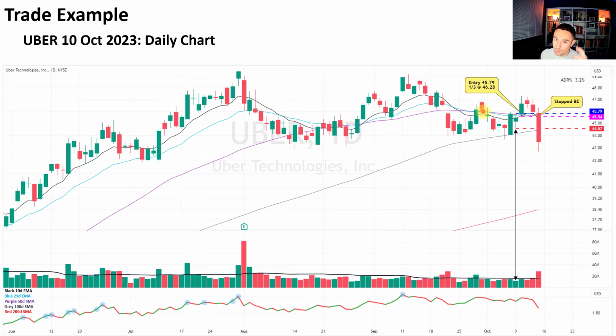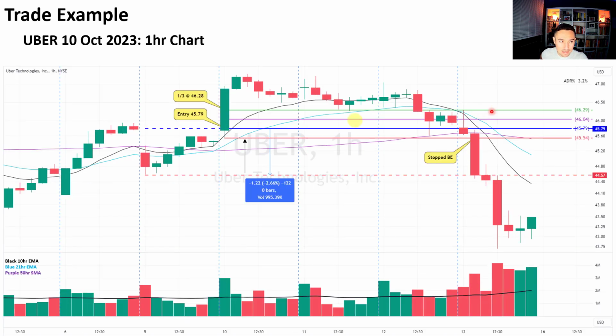So I'll take you through on the 1 hour chart so you can dial it in and see it a little bit more, okay? So we'll dial in. This is the final session. Okay, this is that inside bar broken down onto the 1 hour chart. So my entry is here at 45.79. So this here is my entry.